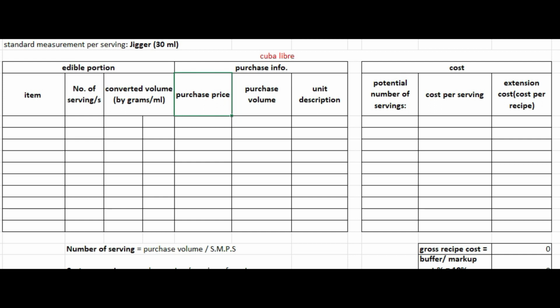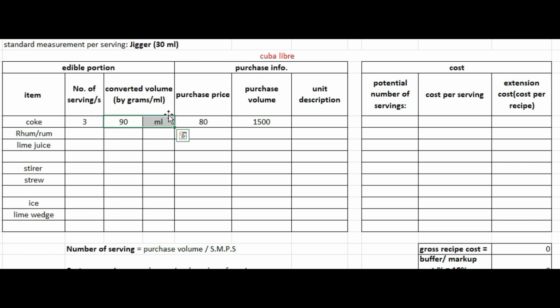Okay, so let's start. For this time we will be doing a costing for our Cuba Libre. We have Coke, and then we also have rum, and then we have lime juice. And since we are doing costings, it is also important to include the supplies for these drinks, for example, stirrer, then straw. Then we also have our garnish, which is lime wedge. After identifying all the items involved in your beverage, let us now proceed to your edible portion volume.